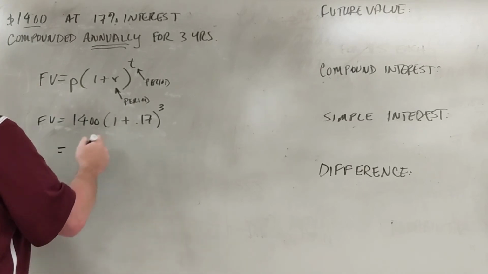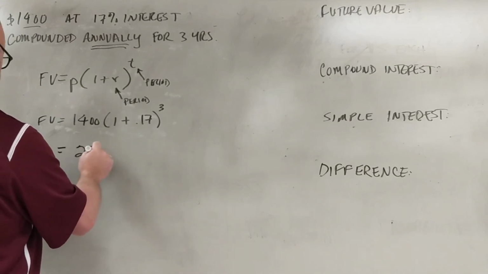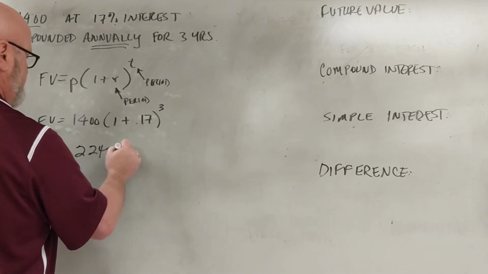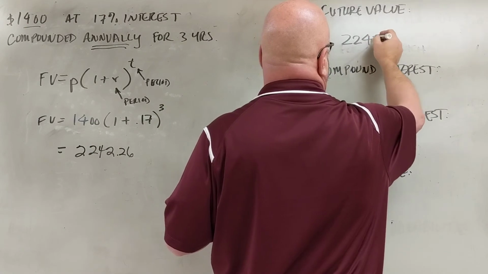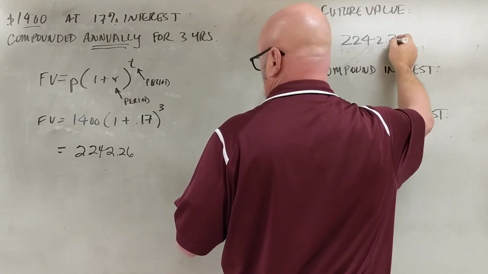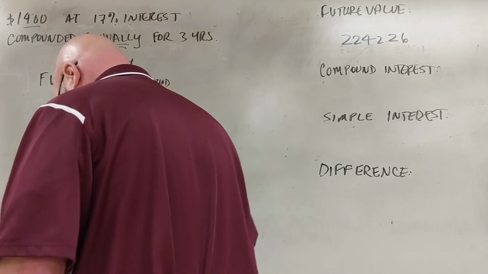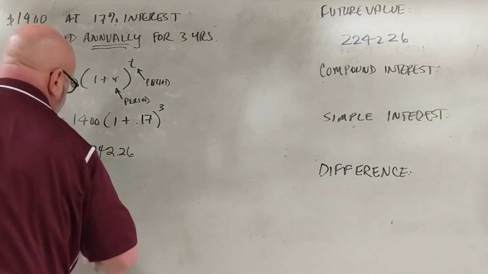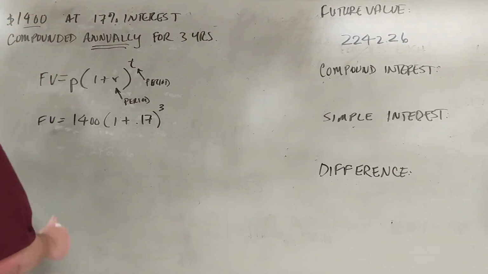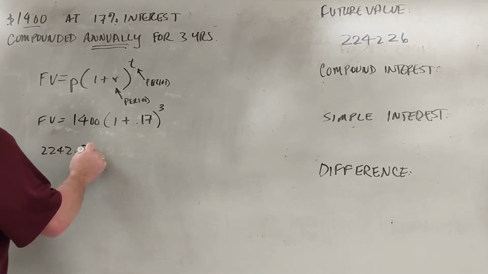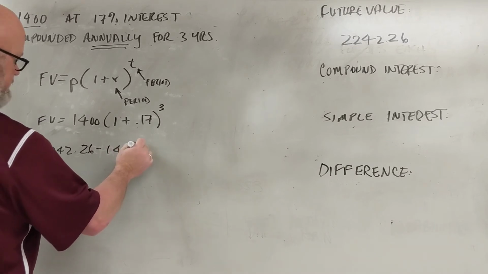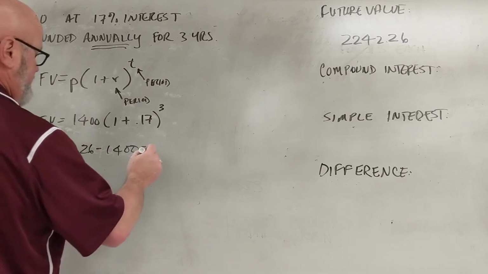You do this calculator workout, you find out it is 2,242.26. So that's the first answer, 2,242.26. The compound interest is the future value of the loan, 2,242.26, minus the initial value of the loan. So that difference is 842.26.